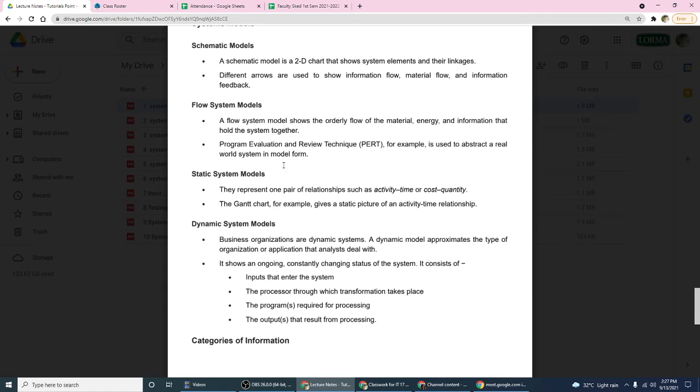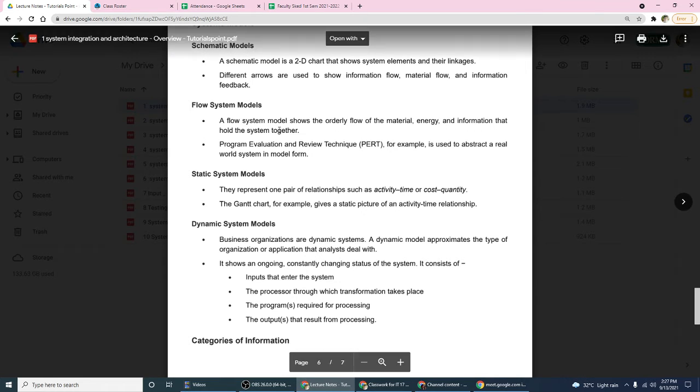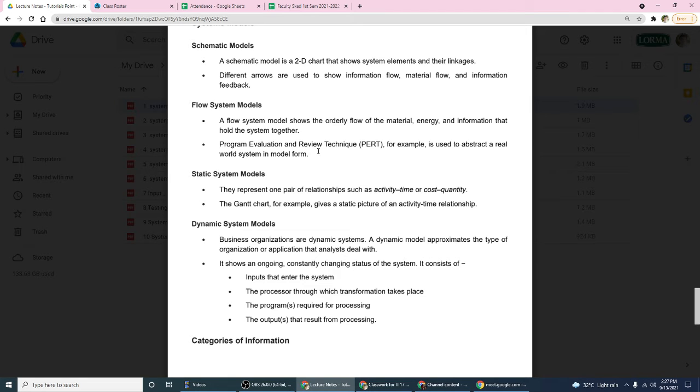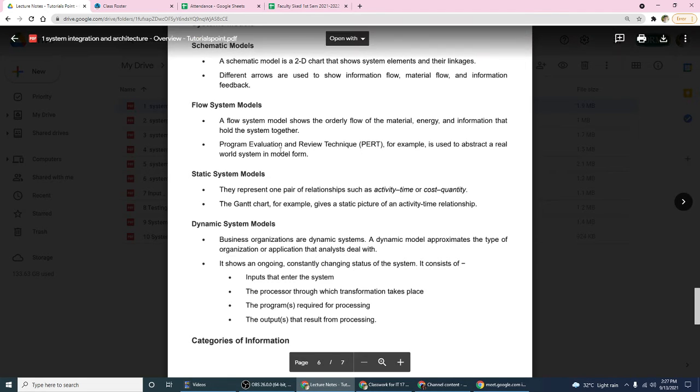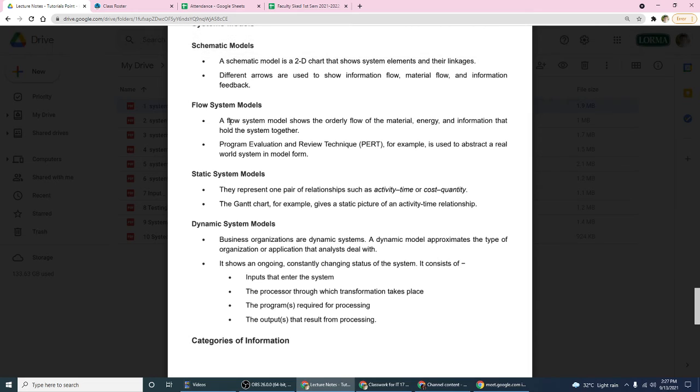Flow system models. A flow system model shows the orderly flow of the material, energy, and information that holds the system together. Program evaluation and review techniques. Evaluation. So you will be using some evaluation tools so that you can evaluate your system.